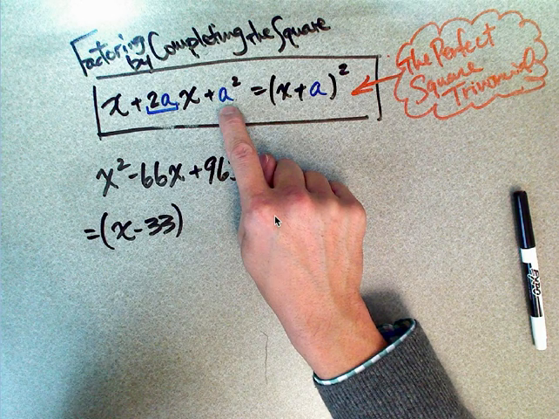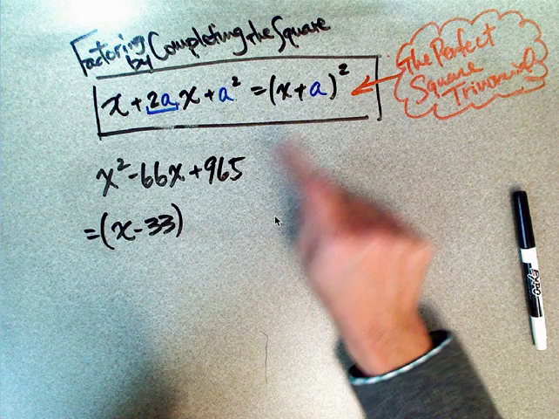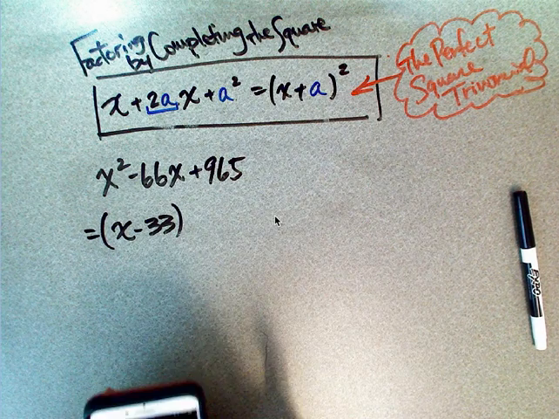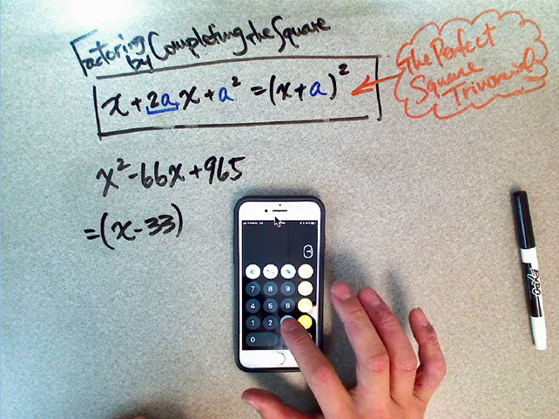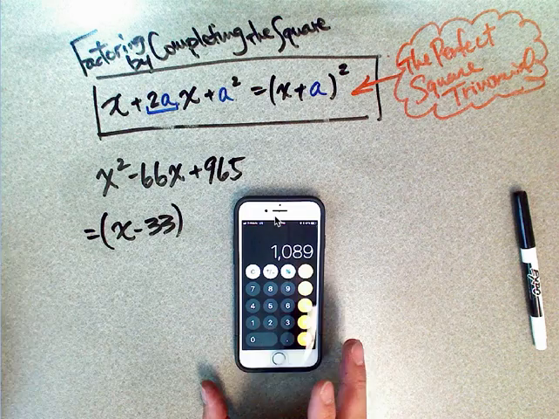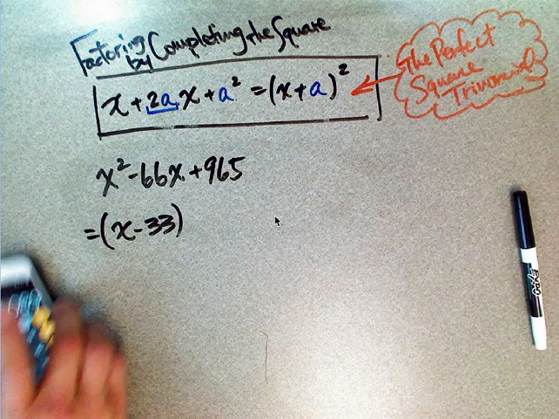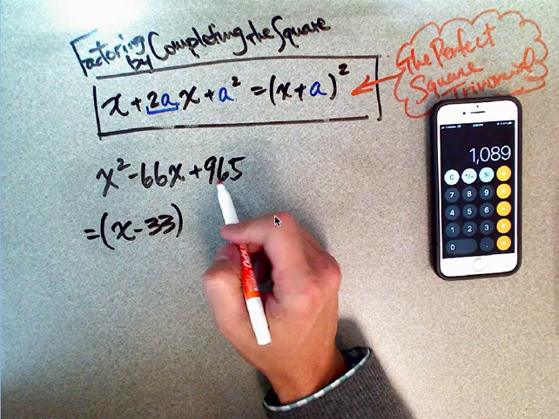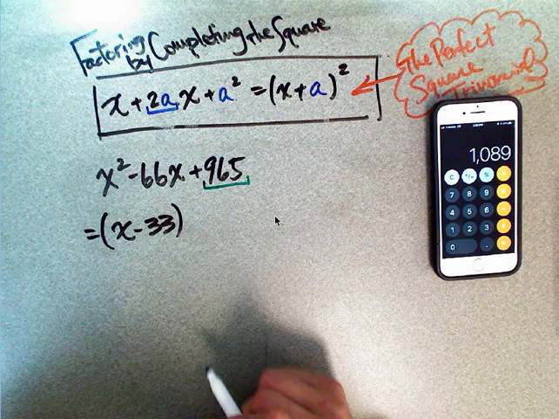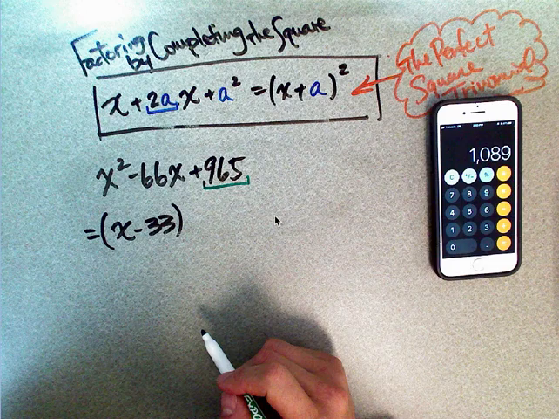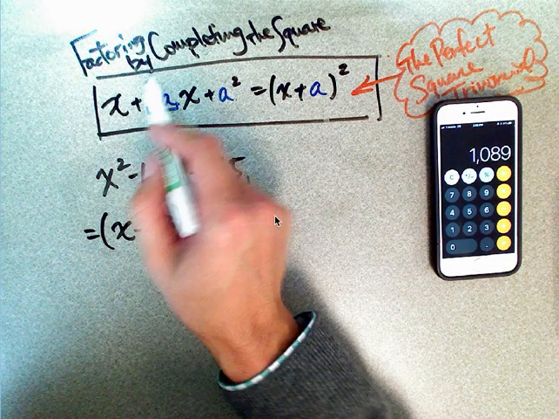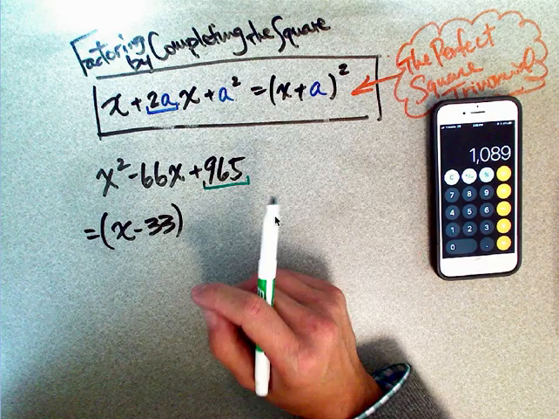Right, so we get this. A squared, that means whatever the number I have for this number, if I square it, do I get 965? So let's do it. 33 times 33. That's actually 189. So if this number right here is 1089, then that's great. Then I can factor that by using this perfect square trinomial.